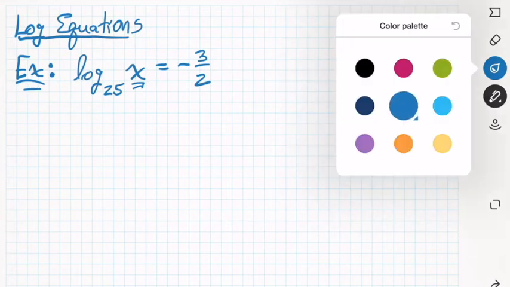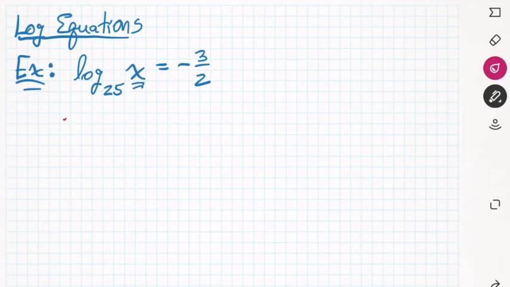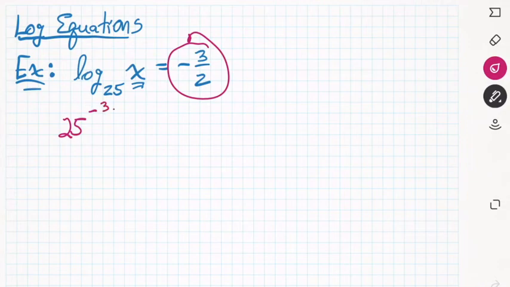And the power on the 25 would be on the opposite side of the equation. So this would be -3/2 as the power, equal to the other side of the equation again. Remember, this is an inverse function, so it's one side to the other. You're flipping them. All right, so how do I take 25 to the -3/2?